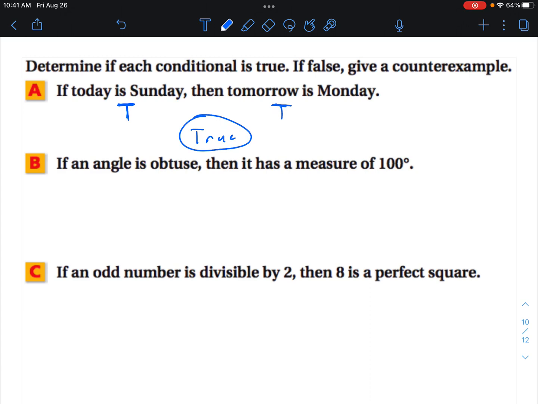If an angle is obtuse. So we're going to meet the conditions. So we're going to assume that this angle is obtuse. If the angle is obtuse, then it has a measure of 100 degrees. Well, that may not be true. If an angle is obtuse, that could have been 120 degrees, 130 degrees, 140 degrees. So we've got the hypothesis is true, conclusion is false, so that whole statement is false.